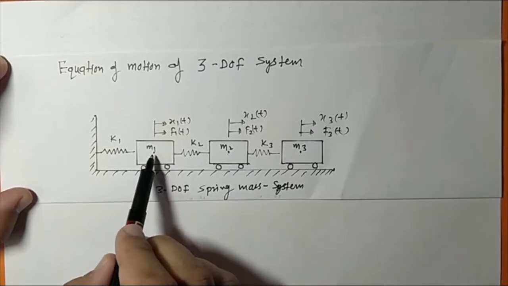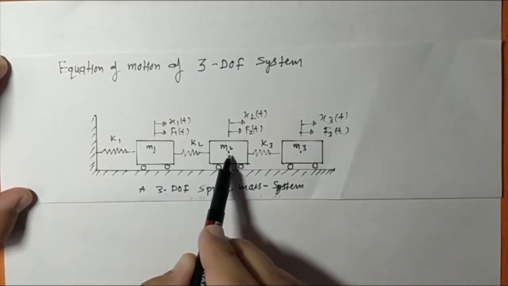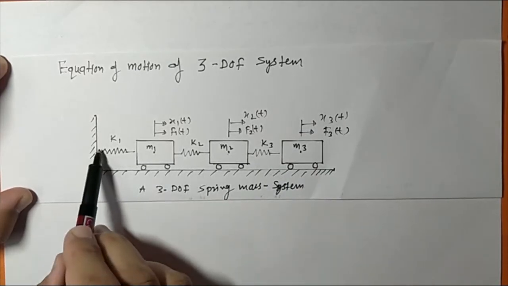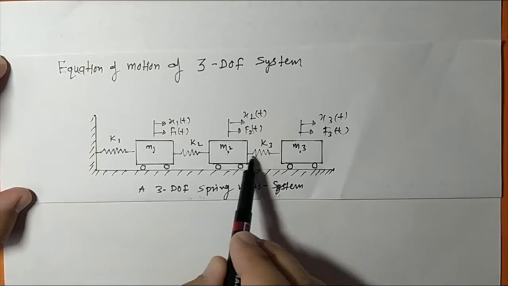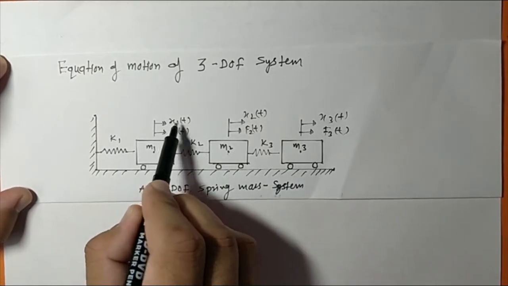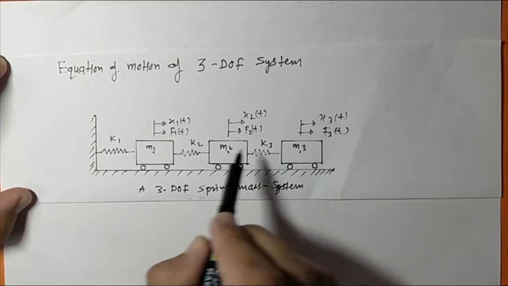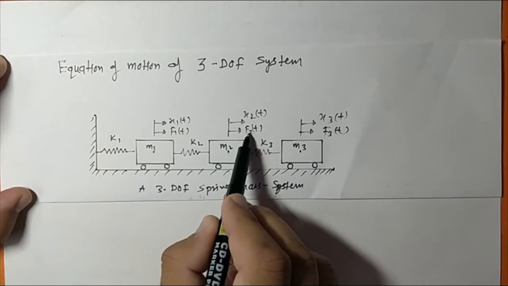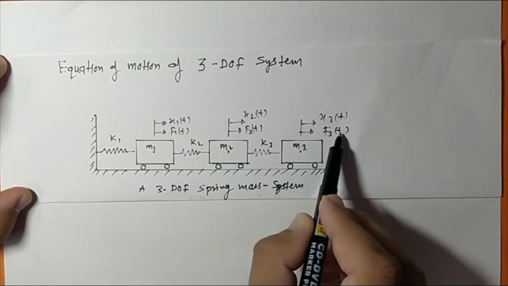So here this is the mass m1, this is mass m2, this is mass m3, and these masses are connected by springs k1, k2, k3, and these are the coordinates x1, x2, x3 to represent their motion. This is the external force F1(t), this is F2, and this is F3.